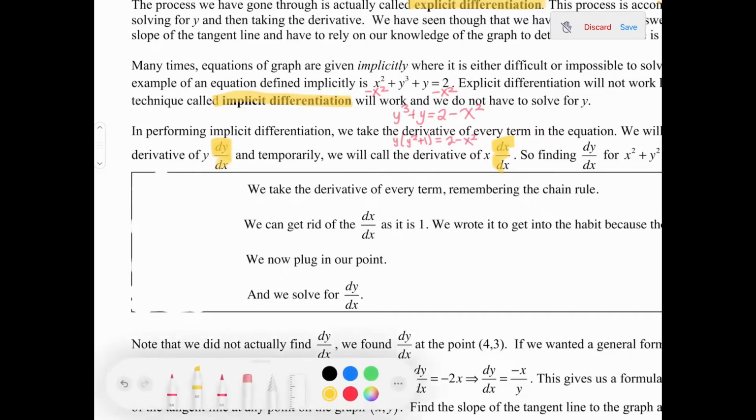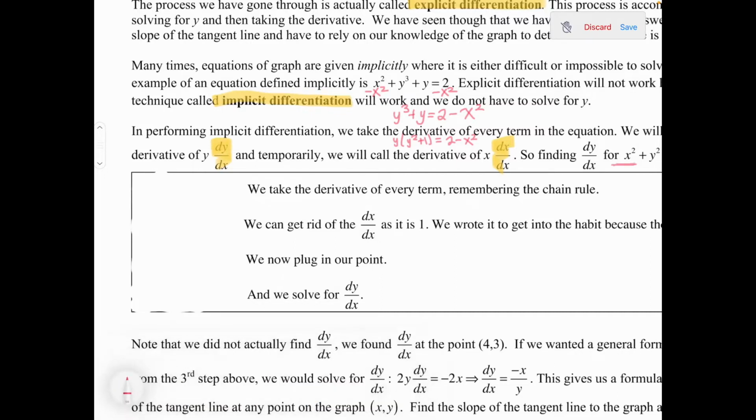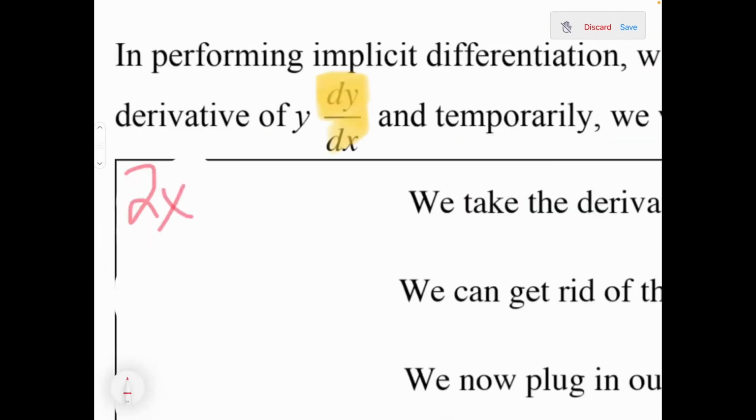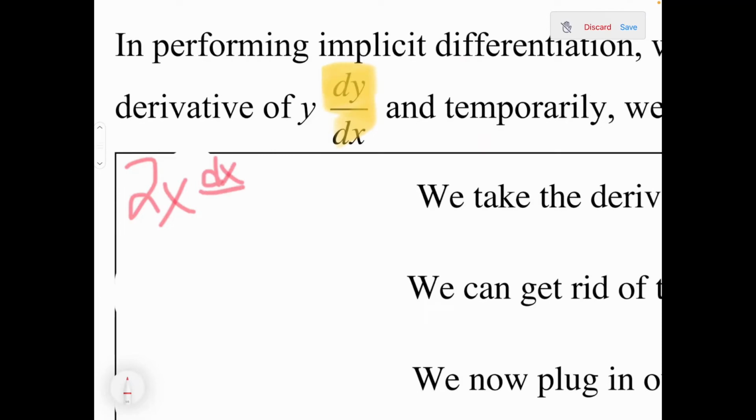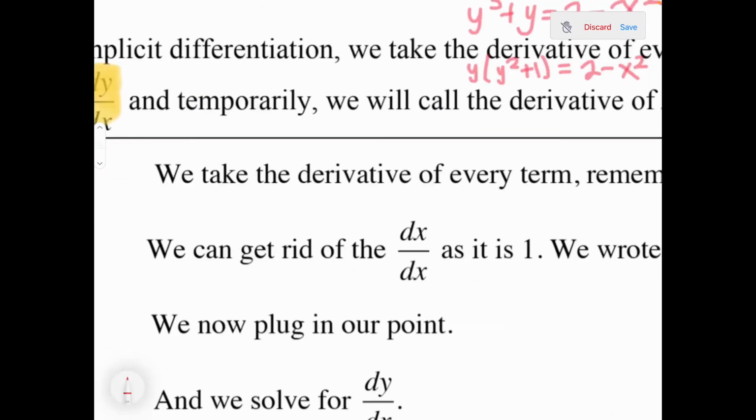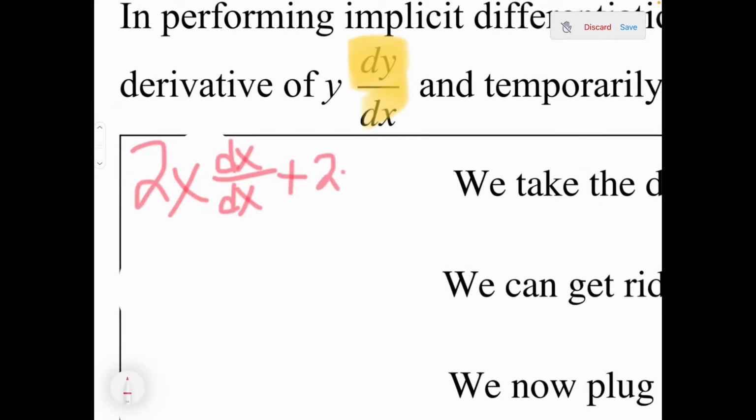So looking at x squared, what is the derivative of x squared? The derivative of x squared is 2x. And since we took the derivative of x with respect to x, that'd be dx/dx, plus the derivative of y squared would be 2y, but we took the derivative of y.